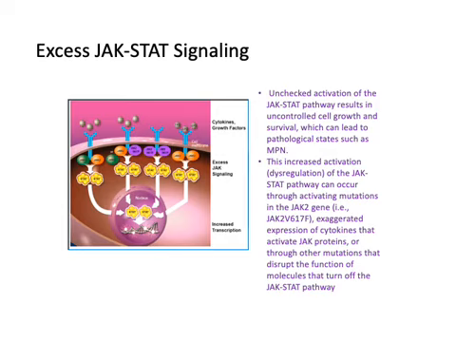Unchecked activation of your JAK-STAT pathway results in uncontrolled cell growth and survival, which could lead to a pathologic state such as MPN. This increased activation of the JAK-STAT pathway can occur through activating mutation in JAK2 genes, exaggerated expression of cytokines that activate the JAK proteins, or through other mutations that disrupt the function of the molecules that turn off the JAK-STAT pathway. Hence, the JAK-STAT is constitutively activated.